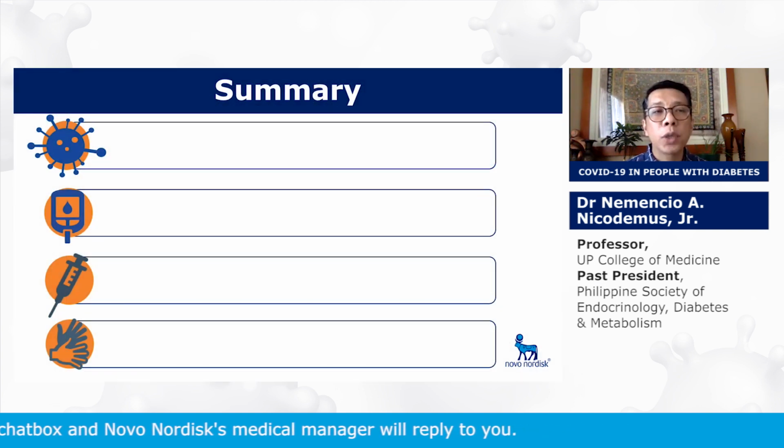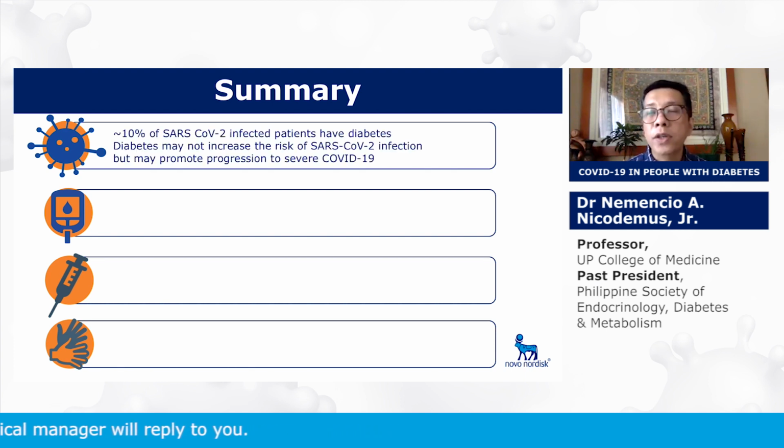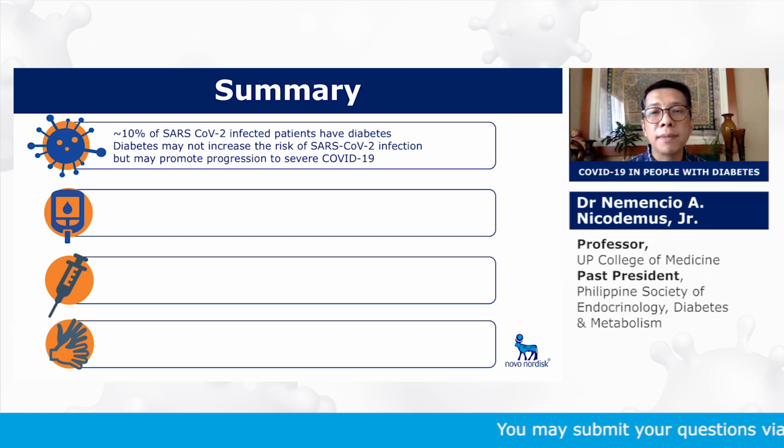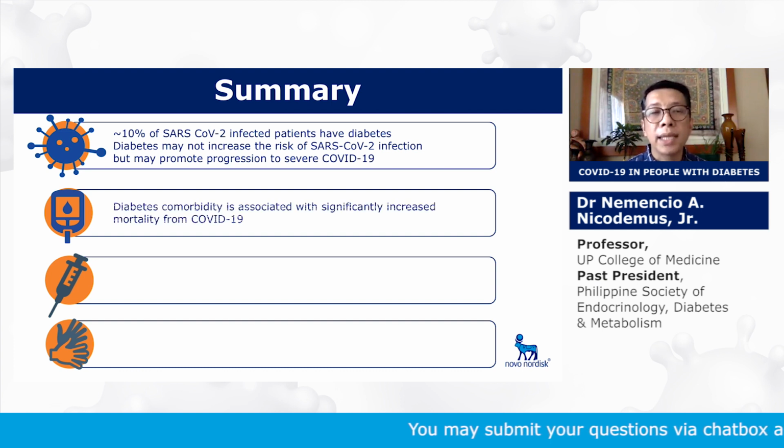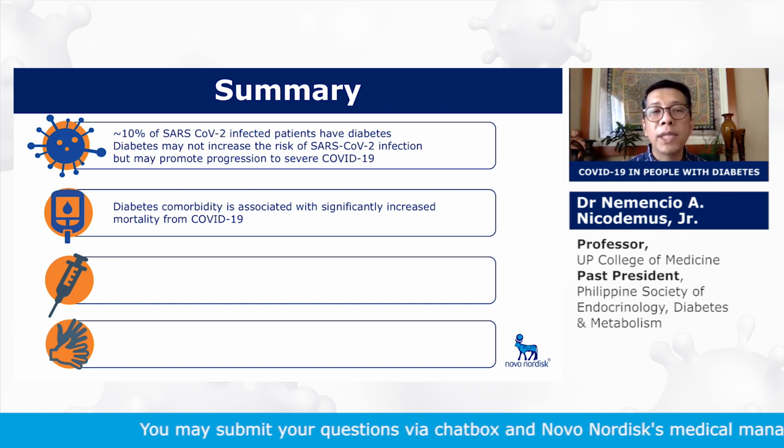Let me summarize what we have talked about using these 4 very important points. Number 1, approximately 10% of SARS-CoV-2 infected patients have diabetes. Diabetes may not increase the risk of SARS-CoV-2 infection, but indeed, they may promote the progression to severe COVID-19. Number 2, that diabetes comorbidity is associated with significantly increased mortality from COVID-19.